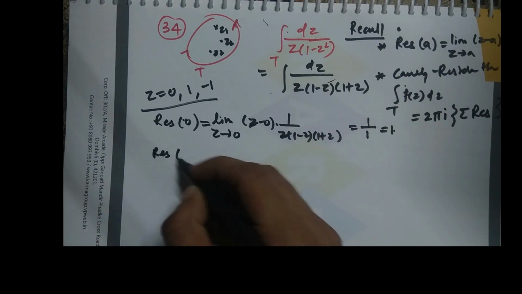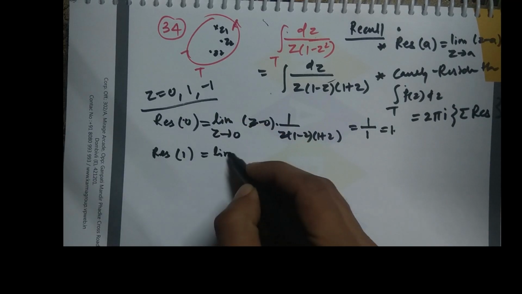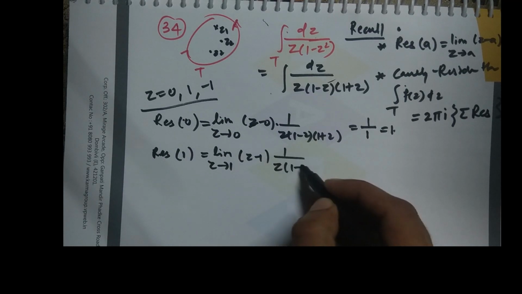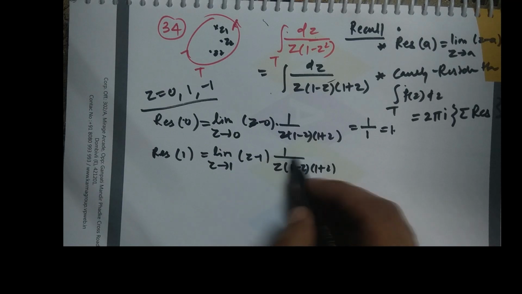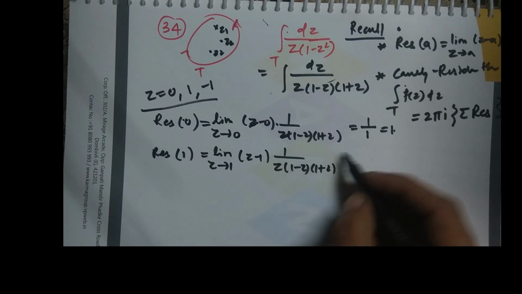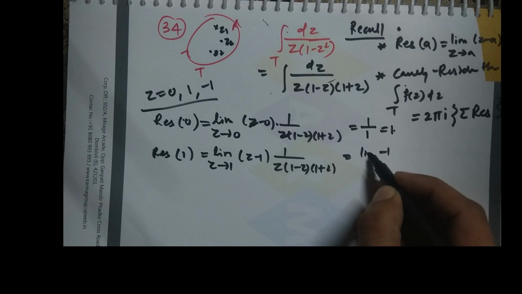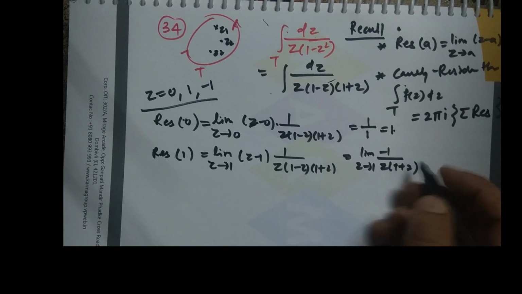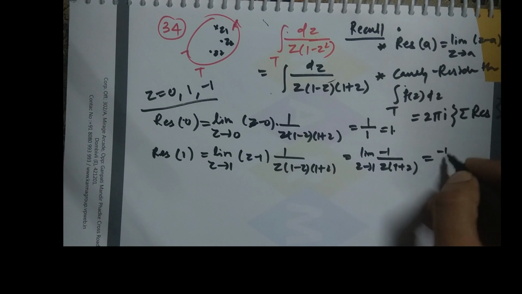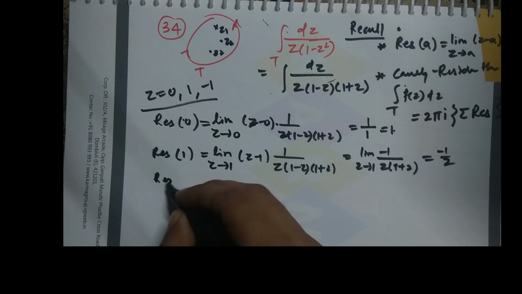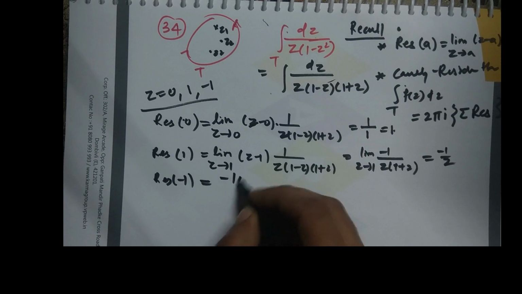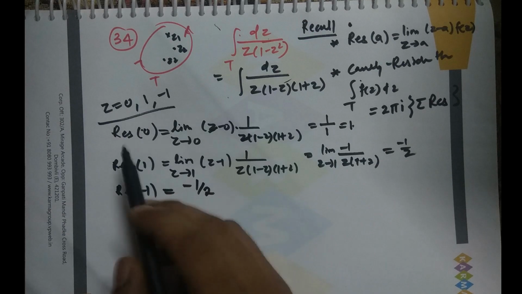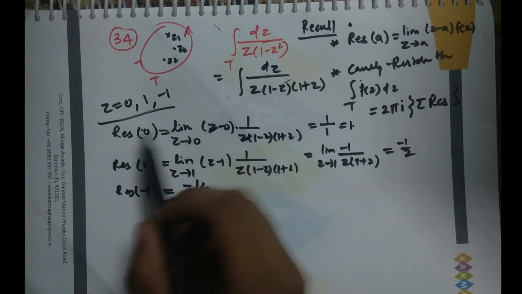Now let's try to find the residue at 1. Limit z tends to 1, (z minus 1) times 1 upon z(1 minus z)(1 plus z). So this is z minus 1 and this is 1 minus z, so we get minus 1 upon z(1 plus z). If I substitute z equals 1, I am going to get minus half. Similarly for the residue at minus 1, I will get minus half. Up till now we have found the residue of f(z) at each pole.